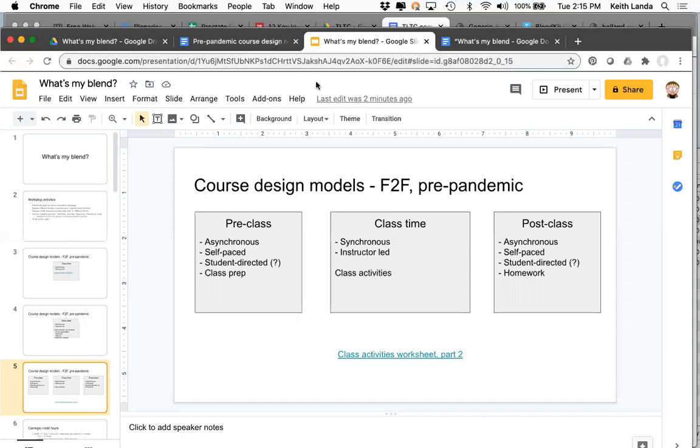For those of you who are still back into the, go ahead and fill in what you would normally have students do in advance of class to prepare for class and following up class in the Google Doc spreadsheet, Google Doc form that we've got going here.